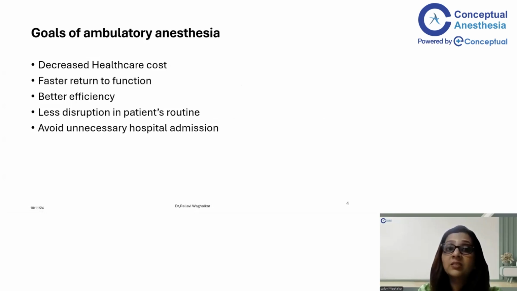Patients will have a faster return to their function. They can join their duties. If they have to travel somewhere, they can travel immediately, so there will be better efficiency, or a lesser disruption in the patient's routine. Also, unnecessary admissions which happen in hospital, maybe because of complications or non-availability of a bed and then getting postponed, these kinds of things are avoided.